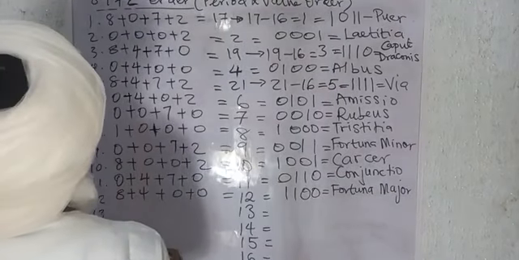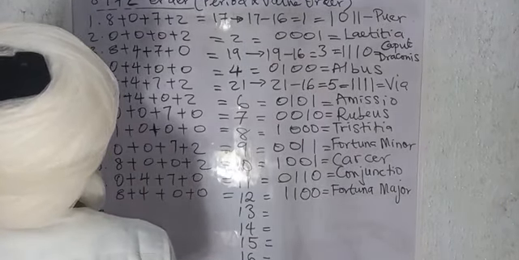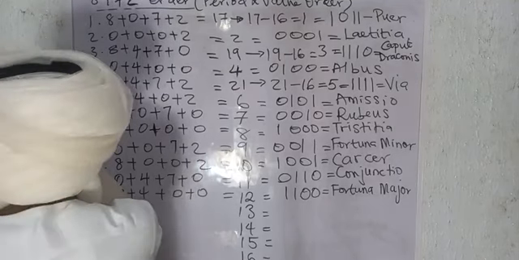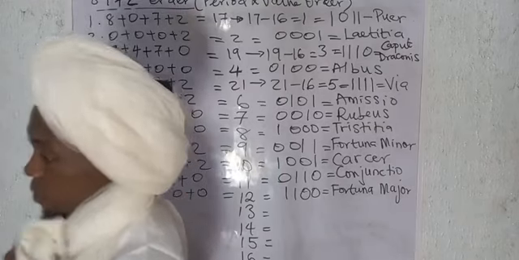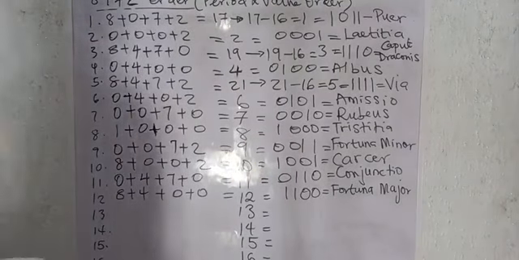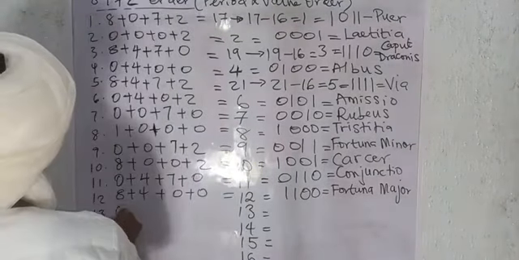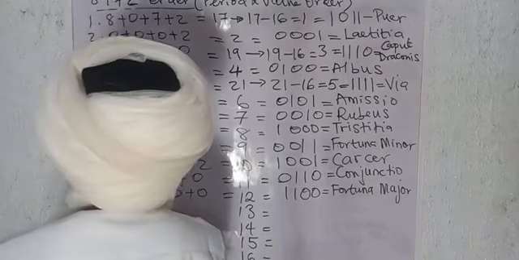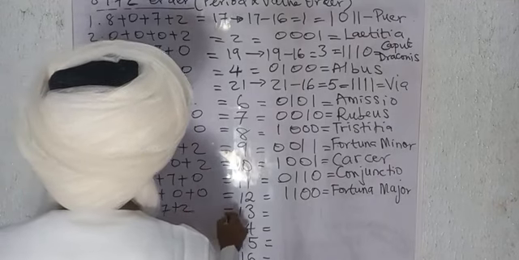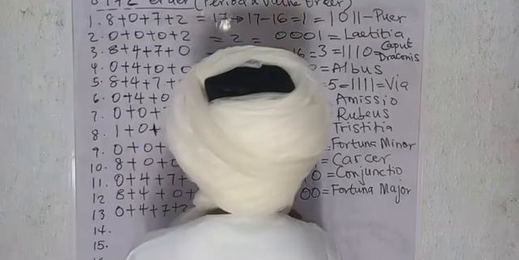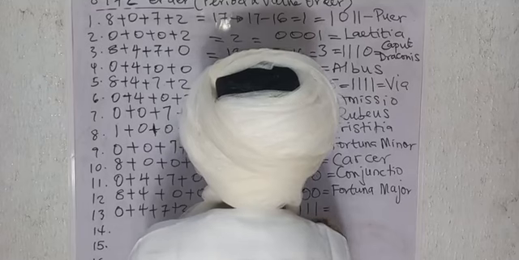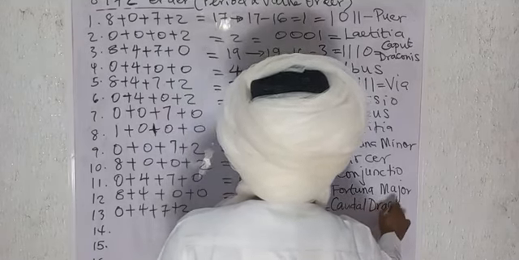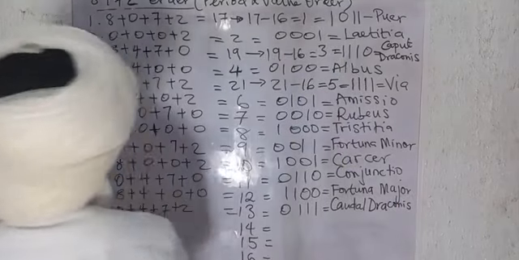13. What numbers can give us 13 there? 7, 4 and 2, correct. So it's 0 here. You are using 4. You are using 7 because 4 plus 7 will give you 11. So you add 2 to it. You get 13. So the figure will now be 0, 1, 1, 1. This is called Caput Draconis.